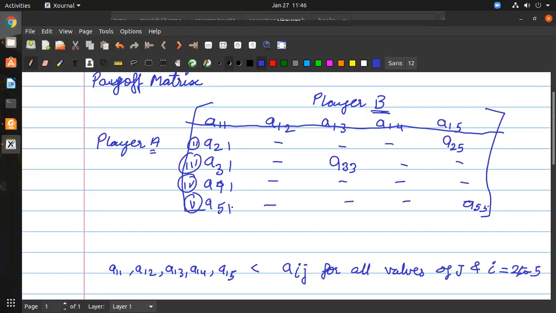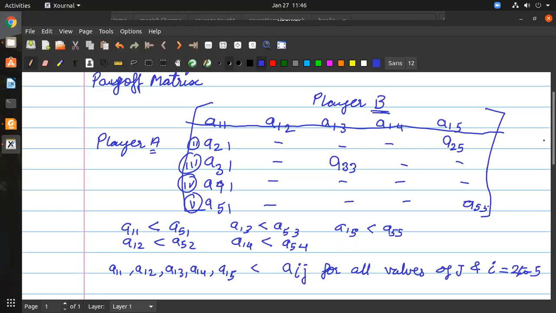Each element will be checked. A11 is less than A51, A12 is less than A52, A13 is less than A53, A14 is less than A54, and A15 is less than A55. If this is the condition, then we can eliminate this row.